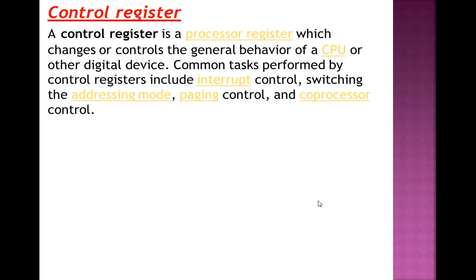There is also paging control, meaning moving from one page to another, or storing the data in one page or another page. This is done by paging control. And there is coprocessor control, meaning CPU controlling, which is done by the CU. So CU controlling is also provided by the control register. These are the multiple tasks performed by the control register.